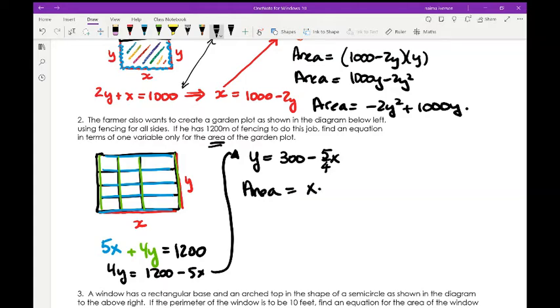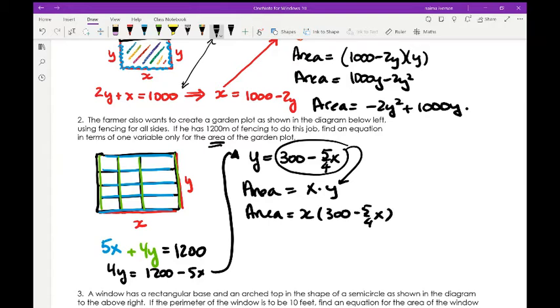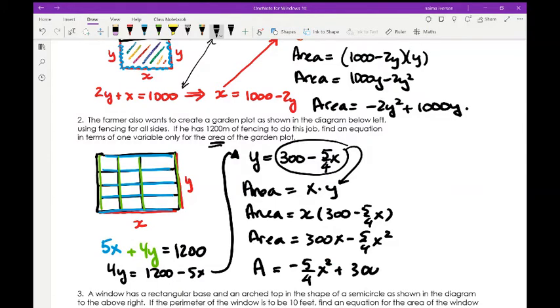So area again is x times y. I'm going to take this y value that we have here and plug it in where I see y, and I'm going to get area is equal to x times 300 minus 5 over 4x. We're going to expand it, and we're going to get 300x minus 5 over 4x squared. And I'm just going to write A for area, proper order: negative 5 over 4x squared plus 300x.